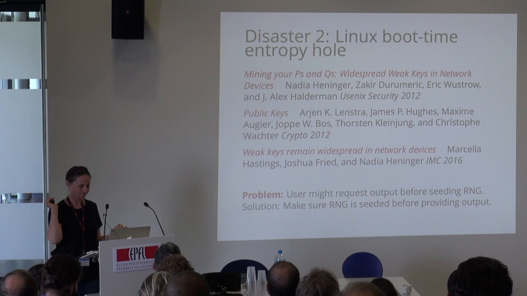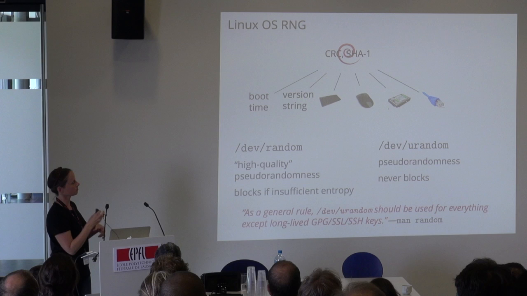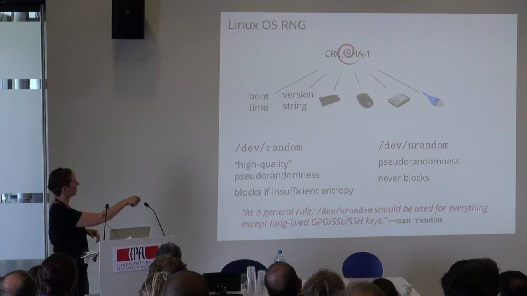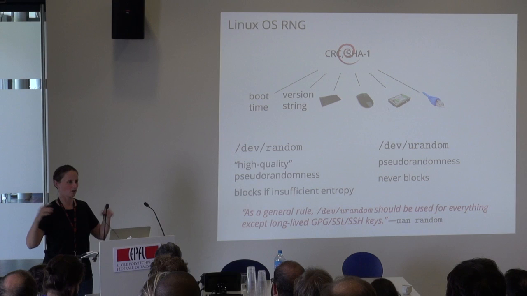So the cartoon picture of the Linux random number generator that we have here is that it has a variety of inputs, including the time of boot, some kind of version string about what kind of device you're running, things like keyboard timings, mouse movements, hard disk timings, and device interrupts. These are all fed in at various points by the kernel, and applications can also call to add entropy if they want.